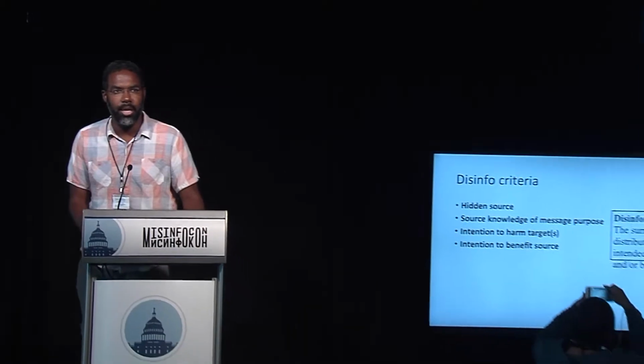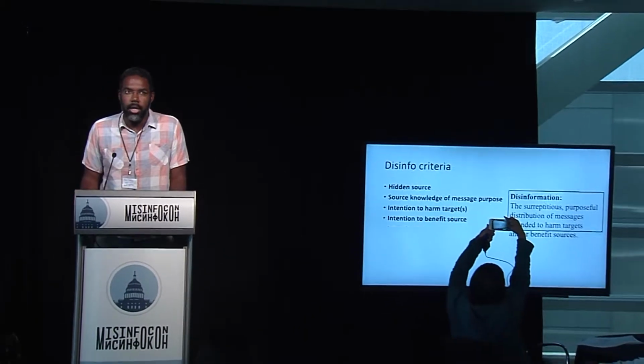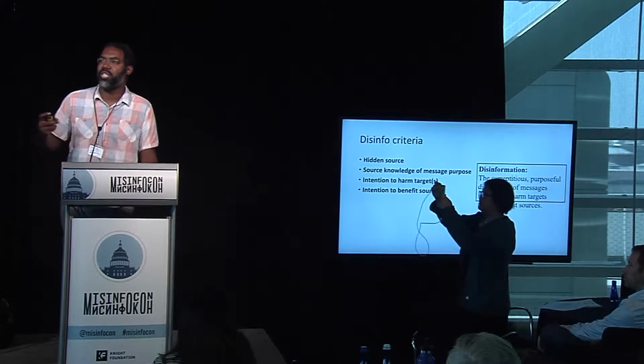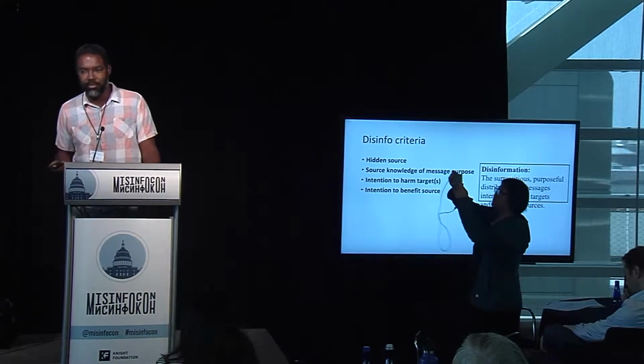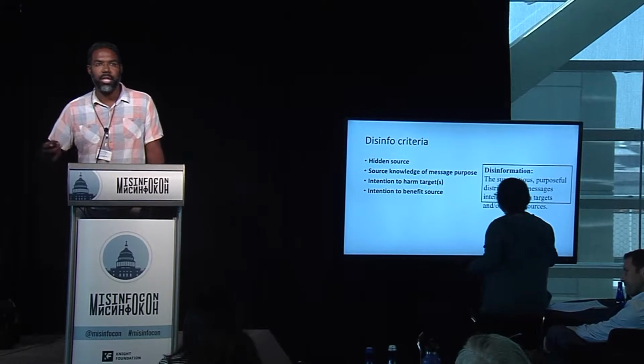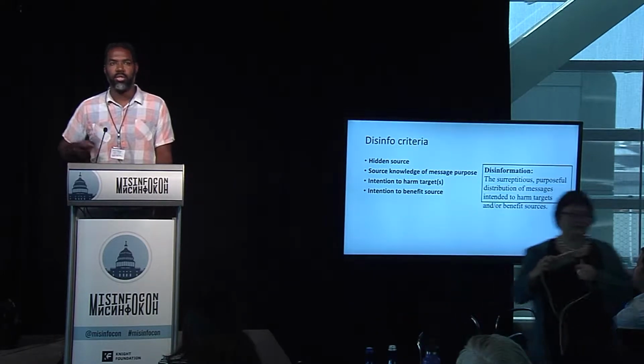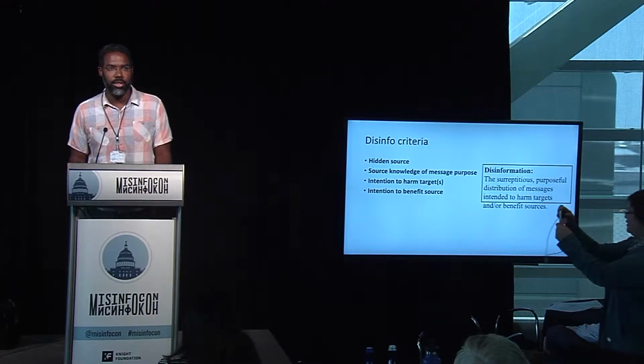And so to break down these different criteria, right, we've got a hidden source, as we do in the case of the IRA, which I'll discuss in a little bit. The source has to have knowledge of the message's purpose, right? So that's what differentiates disinformation from misinformation. When you know that what you're distributing has some nefarious purpose or is false, then it's disinformation. When you don't know, that is misinformation.